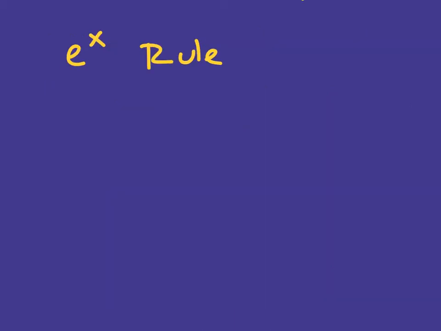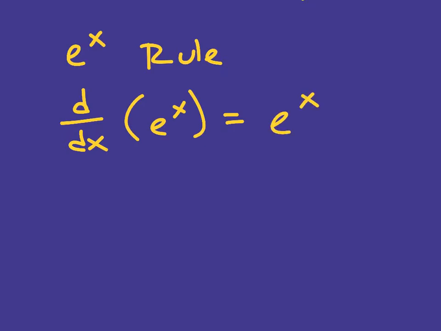Okay, the next one is the e to the x rule. Now, this is probably one of your easiest derivatives, but if I take the derivative with respect to x of e to the x, that's simply just going to give me the same thing, e to the x.